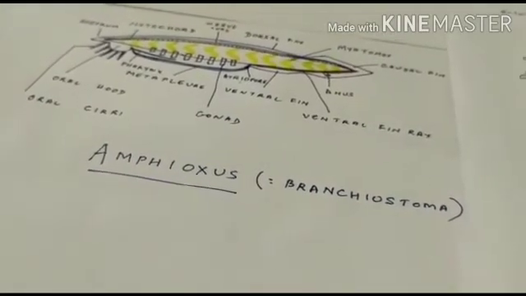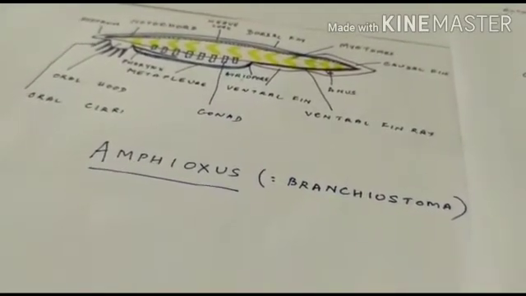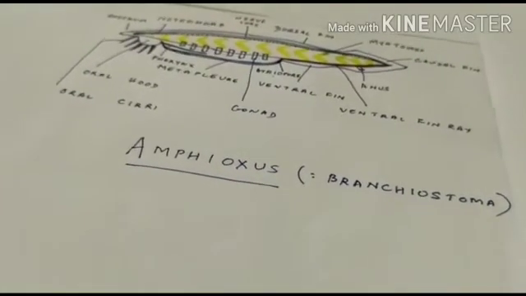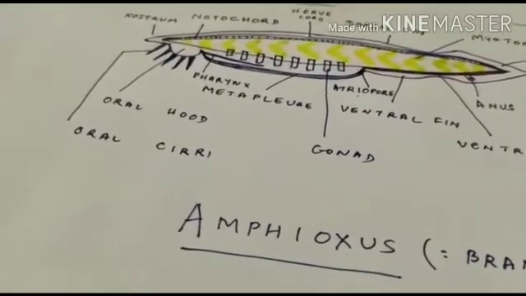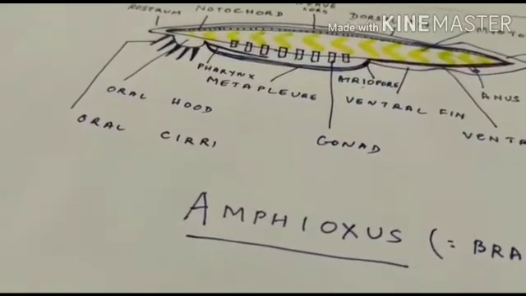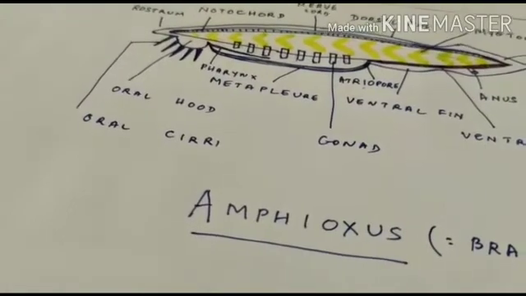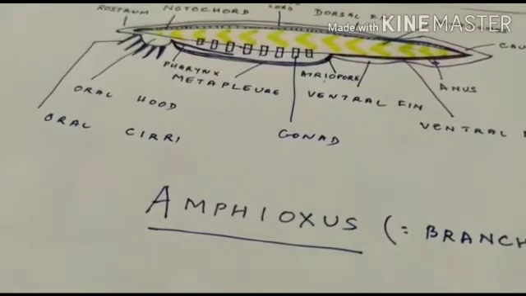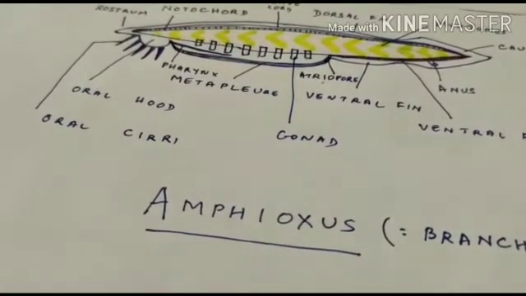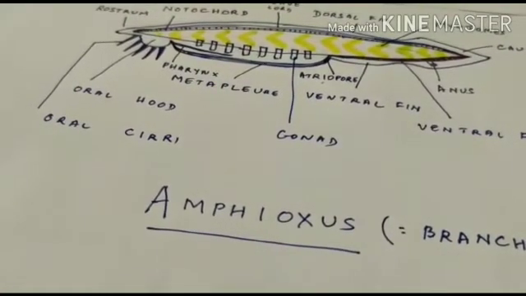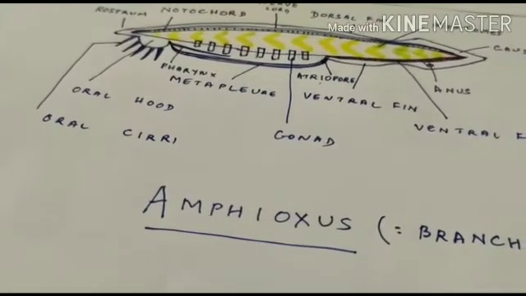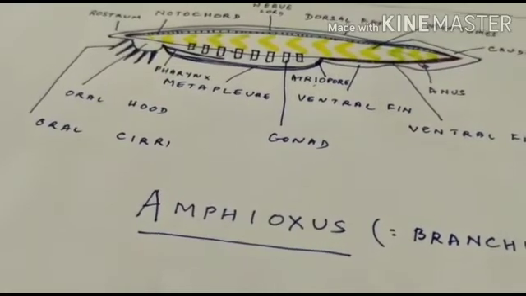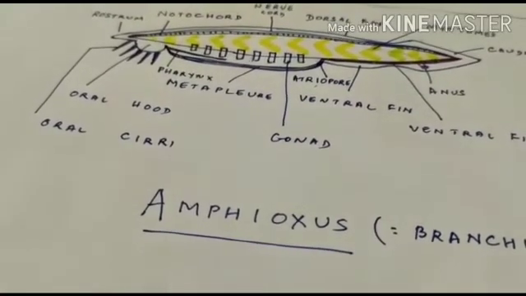But certain specialized features are also present. One specialized feature is the presence of pharynx with numerous gill slits. The second is the presence of an oral hood, which helps in filter feeding. Next, the presence of the atrium, which opens to the outside by the atriopore, and asymmetry of the larva, obliteration of coelom by the development of atrium. So all these are the specialized features.